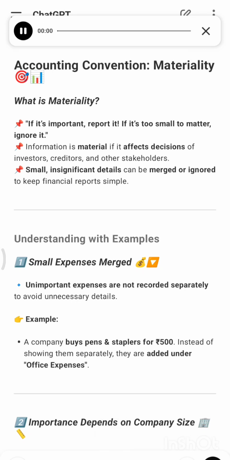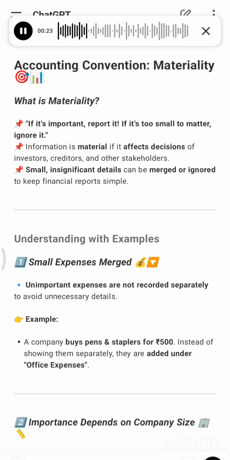Accounting convention, materiality. What is materiality? If it's important, report it. If it's too small to matter, ignore it. Information is material if it affects decisions of investors, creditors, and other stakeholders. Small, insignificant details can be merged or ignored to keep financial reports simple.